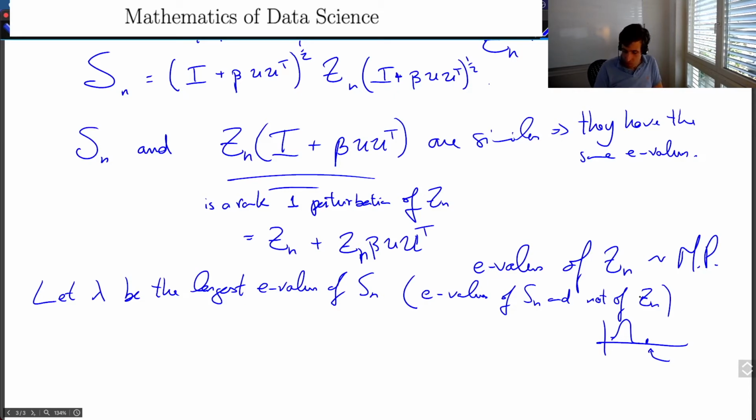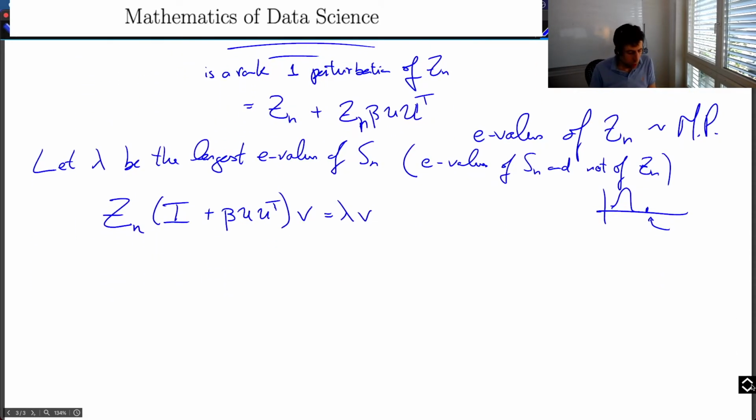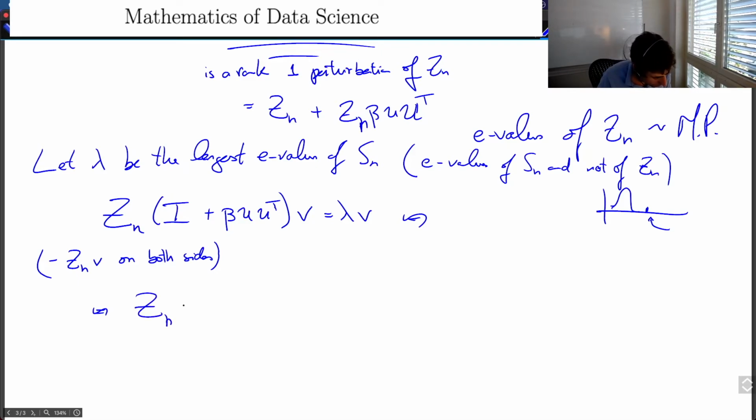Okay, so now if we do this, what does this mean? Let v be the associated eigenvector. v is not the eigenvector of Sn, it's the eigenvector of this similar matrix. So Zn (identity plus beta u u transpose) v equals lambda v. We expect to have this equation. Okay, so far so good. Now let's subtract Zn v on both sides. What do we get? It's equivalent to Zn beta u u transpose v equals (lambda identity minus Zn) v.